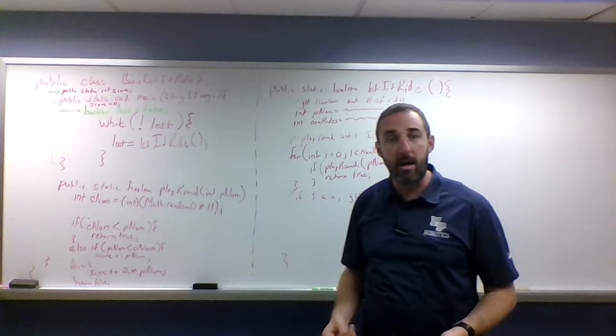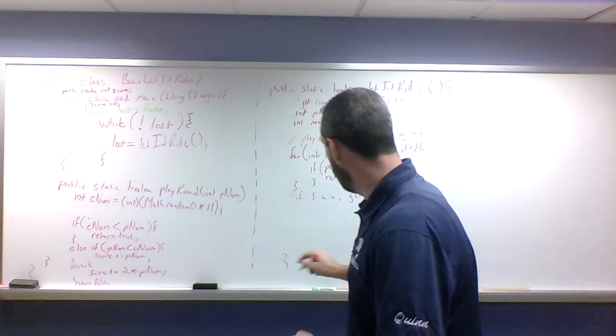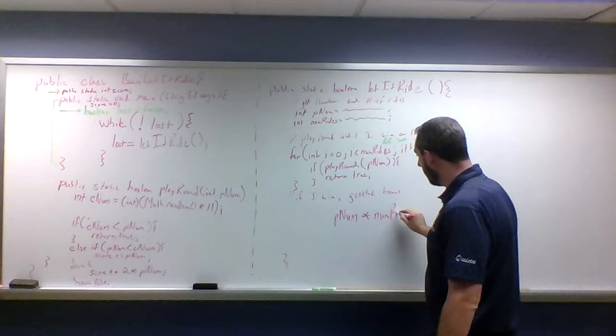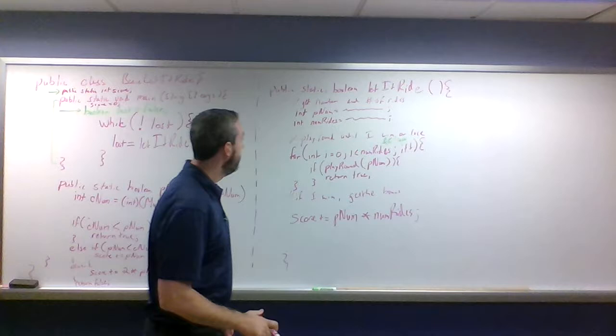And for my bonus in Let It Ride, they get an extra bonus of their number guessed times the number of rounds that they did it. So in that case, the number guessed was pnum. The number of rounds I did it was num rides. So pnum times num rides is my guess times the number of times that I did it, and my score should be increased by that much. Now, from first glance, I think that does it. That looks like our advanced Let It Ride game.